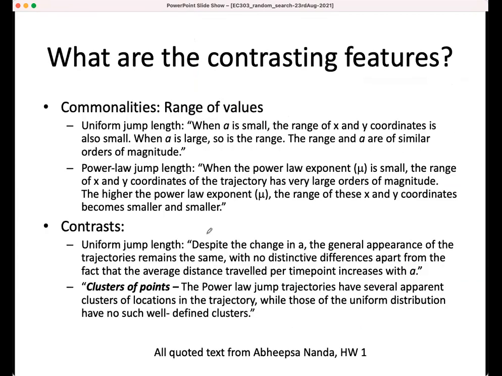So what are the contrasting features? Again, I have taken the text as it is from Abhisha's homework. I think she wrote very well. So I'm just using it here.